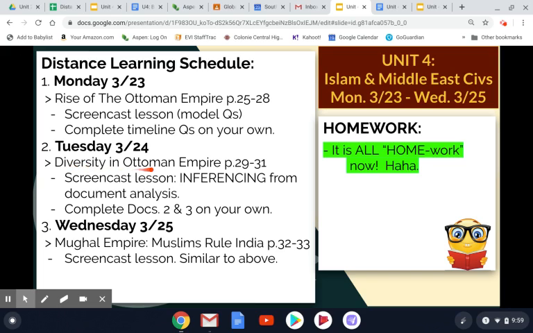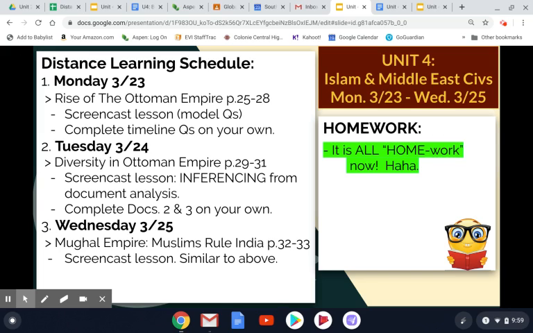And then tomorrow, we'll be doing pages 29 to 31. This is how the Ottomans dealt with diversity, with people that were not Muslims in their empire. We'll do a little screencasting lesson on practicing a skill called inferencing, where we take clues from a document text or from a document picture and try to see if we can draw a conclusion about what that message means. Some information, some knowledge, some facts that is shown to us through clues. That's called inferencing. So we'll do a little bit of document analysis for that tomorrow. And I'll give you a couple of documents to try on your own after I model one of those. That will be in a separate screencast that I post tomorrow.